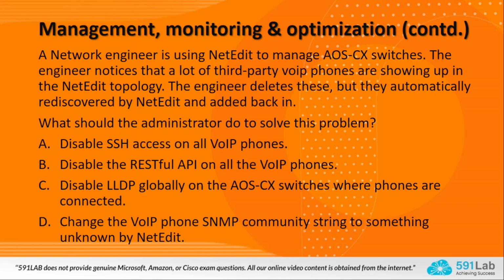Option B, disable the RESTful API on all the VoIP phones. There is no RESTful API integration between VoIP phones and NetEdit. This is wrong. Option C, disable LLDP globally on the AOS-CX switches where phones are connected. This looks correct because this action will disturb the LLDP discovery of IP phones by AOS-CX switches. Option D, change the VoIP phone SNMP community string to something unknown by NetEdit. There is no SNMP community configured to discover VoIP phones. This is wrong. Therefore, correct answer is option C.